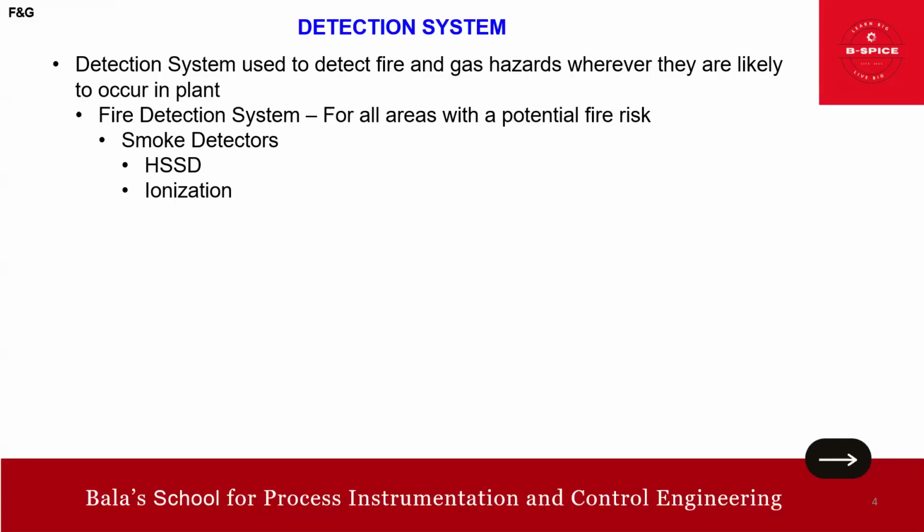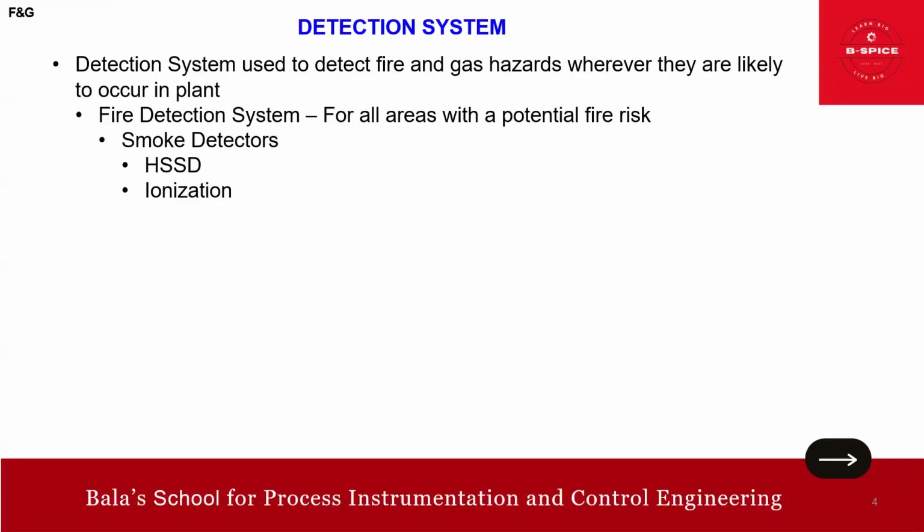Very good, friends. I repeat again. An ionization detector is a type of smoke alarm that uses ionization technology to detect smoke particles in air. It works based on a radioactive material and the ionization process. What is this radioactive material? It is typically americium-241 placed between two electrically charged plates.